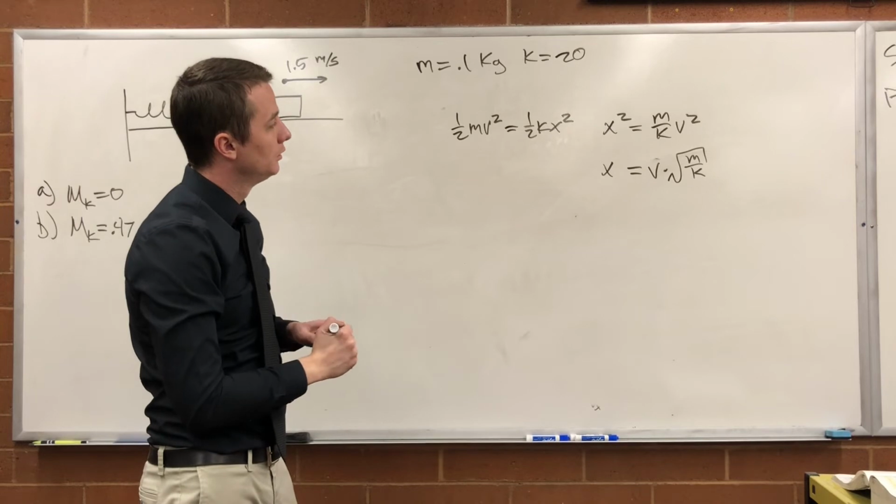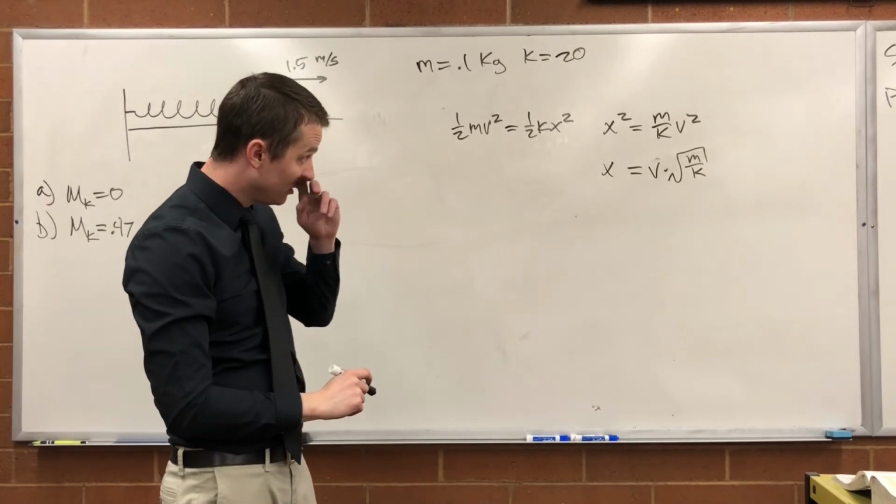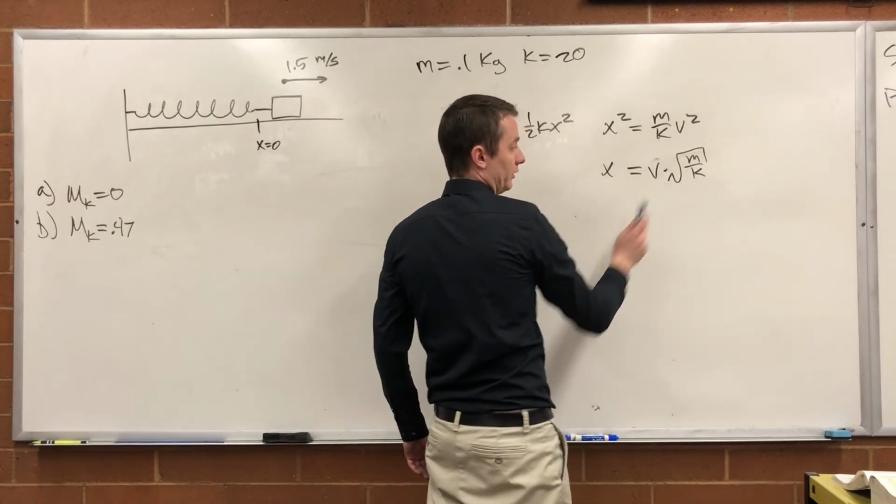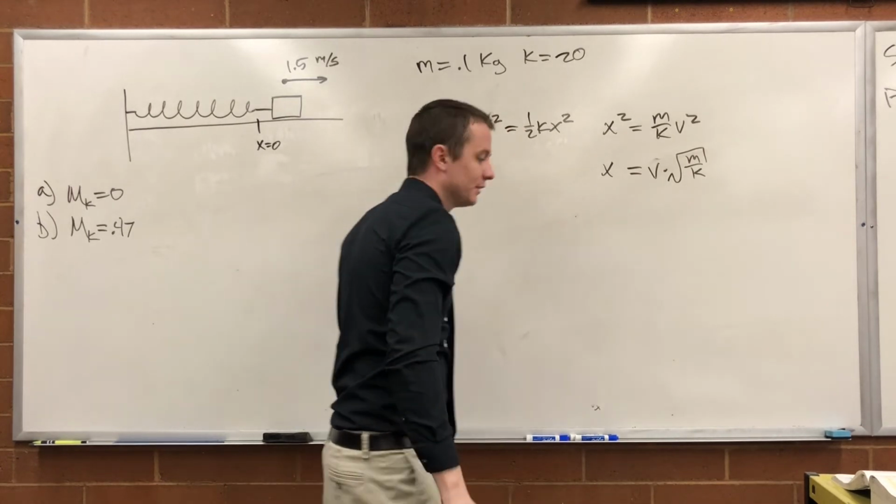Don't you have a v times a v? Which is why you keep it. Which is why I pulled it outside the square root. Oh, I see.